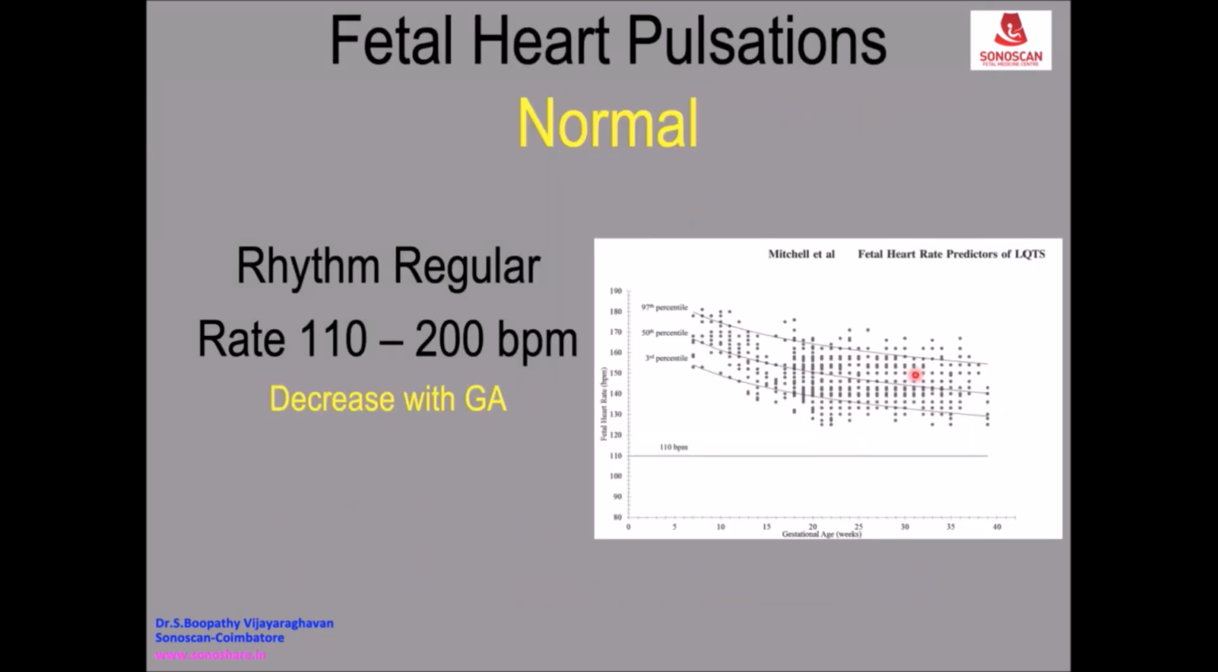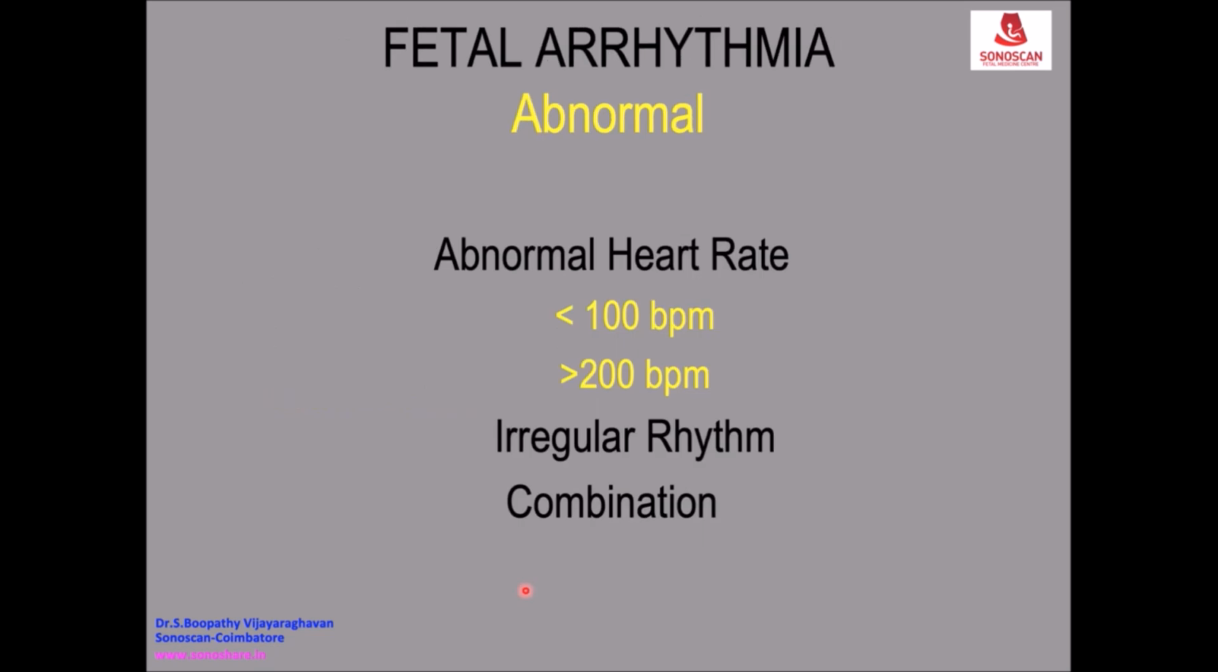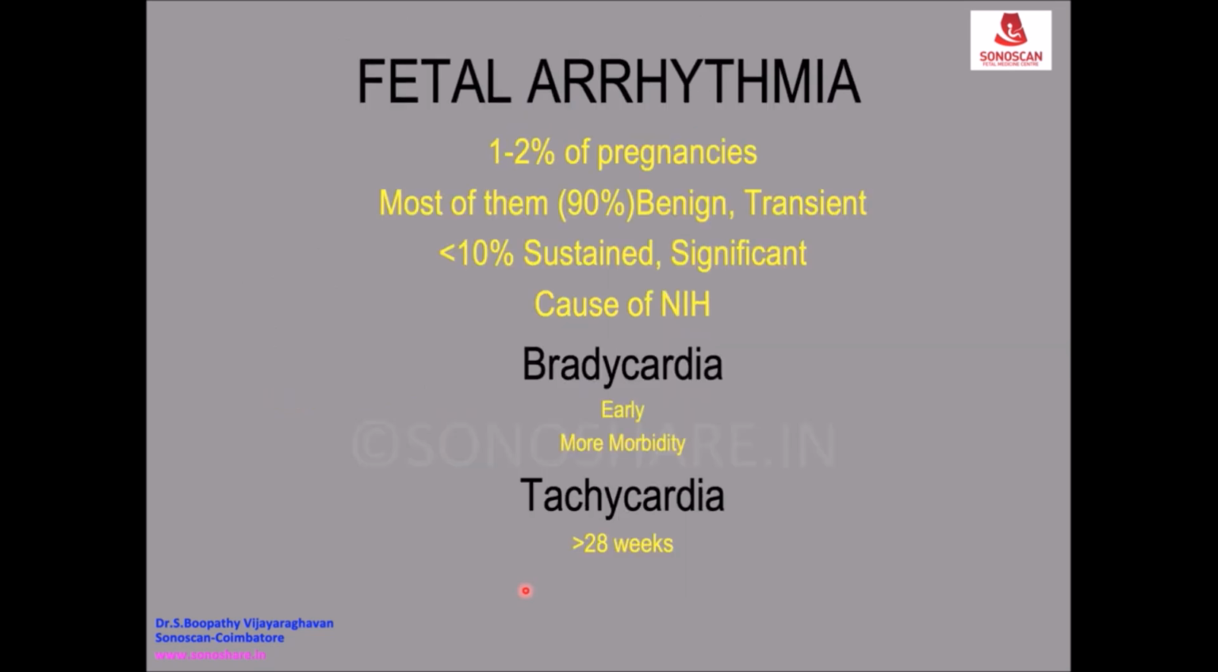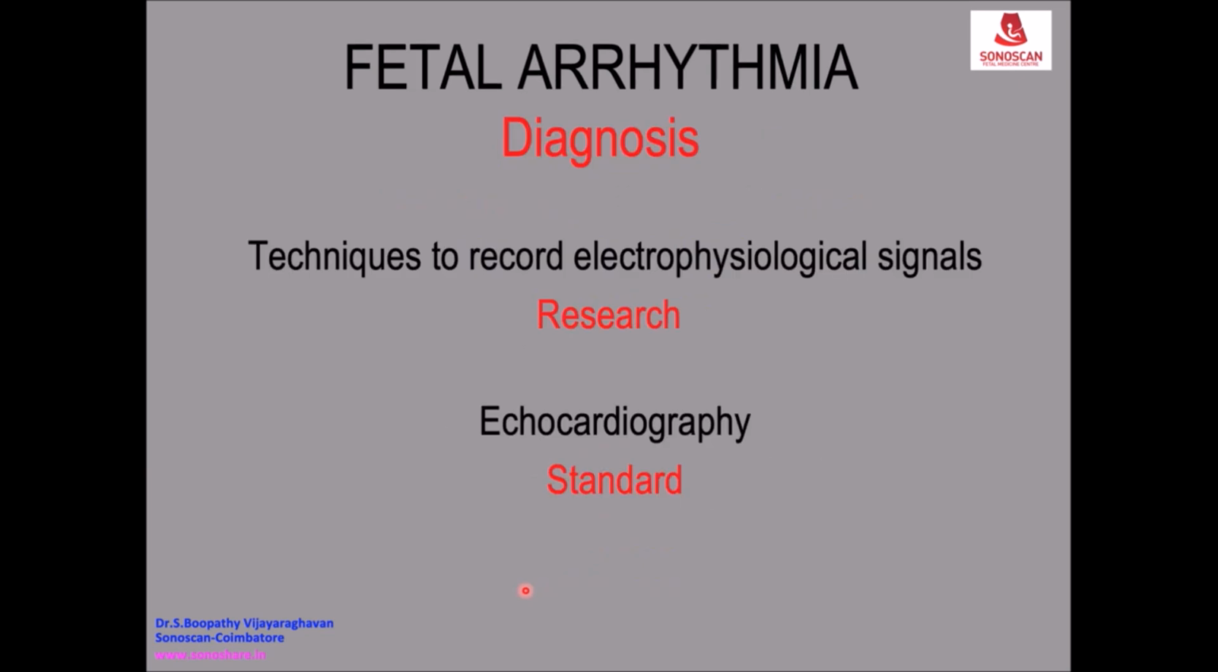The fetal heart rate decreases with gestational age. Now this is the nomogram for combination of an abnormal heart rate and abnormal rhythm after 28 weeks, and as a result it can effectively be treated; this is the standard.